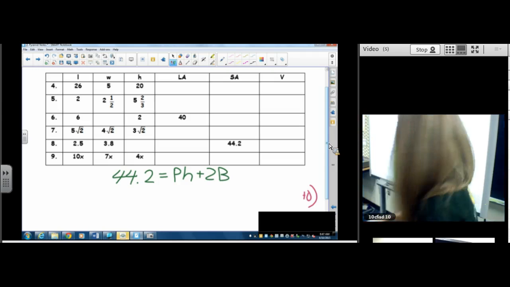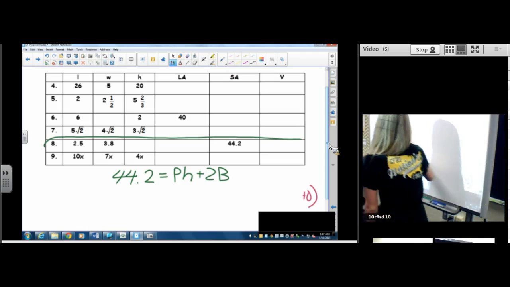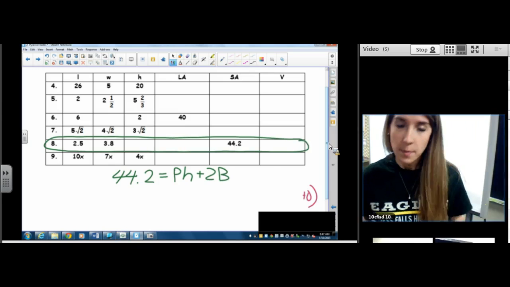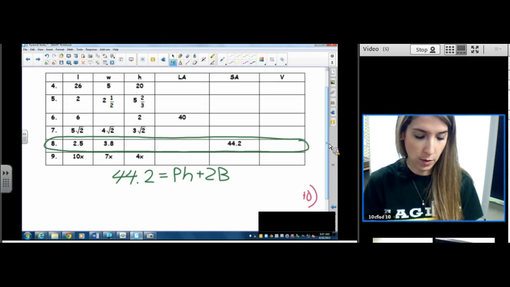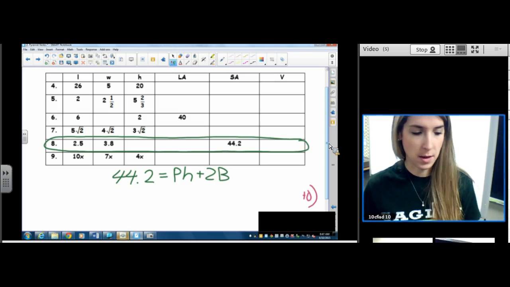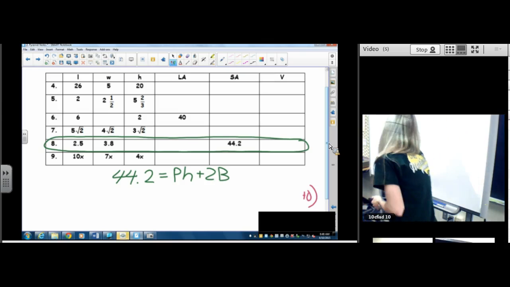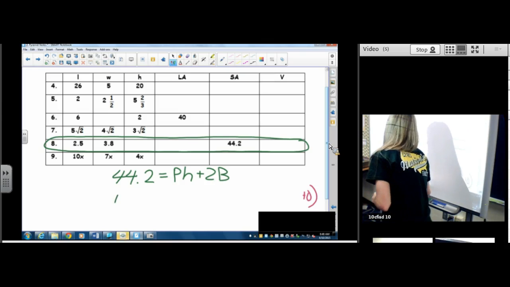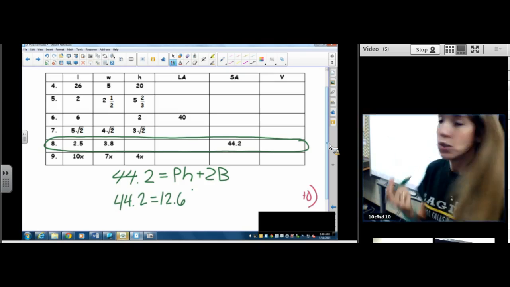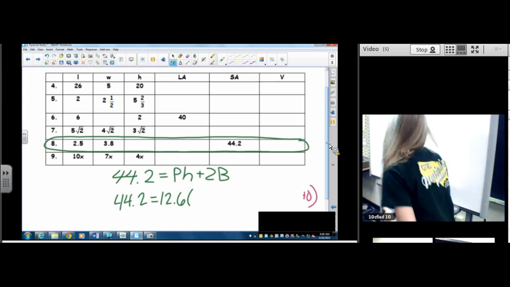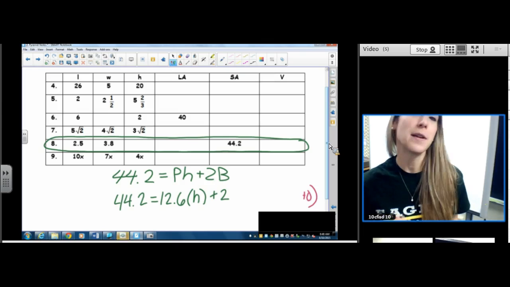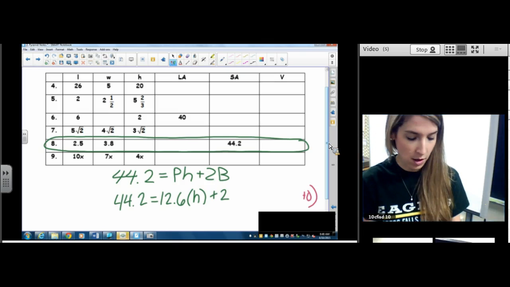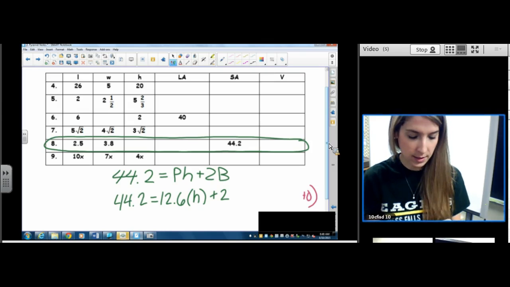On number 8, do we know P? We totally know P, because if we have the sides of a rectangle, then we know the perimeter. So let's find P. 2 times 2.5 plus 2 times 3.8. 2L plus 2W. 12.6. So far, this equals 12.6 times, do we know the height? No, that's what we're looking for. Don't know it. Plus 2 times, do we know capital B? Well, if we know the size of a rectangle, then we know the area of the rectangle. 2.5 times 3.8.